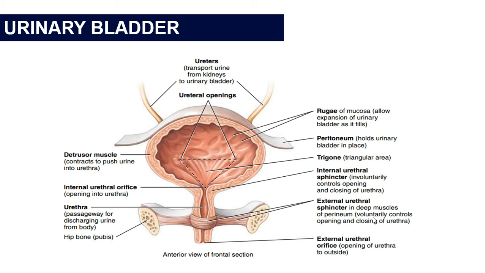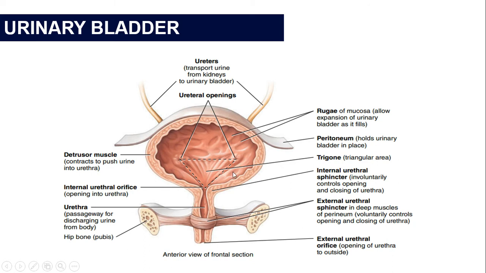Right here is a picture of the urinary bladder. In the floor of the urinary bladder is a small triangular area called the trigone, this one. The two posterior corners of the trigone contain two ureteral openings. The internal urethral orifice, the opening into the urethra, lies in the anterior corner. Because its mucosa is firmly bound to the muscularis, the trigone has a smooth appearance. The muscularis is also called the detrusor muscle. So this part is the detrusor muscle.